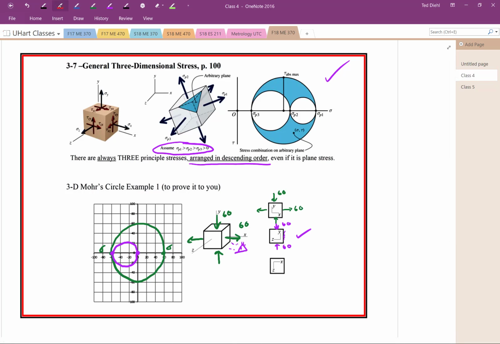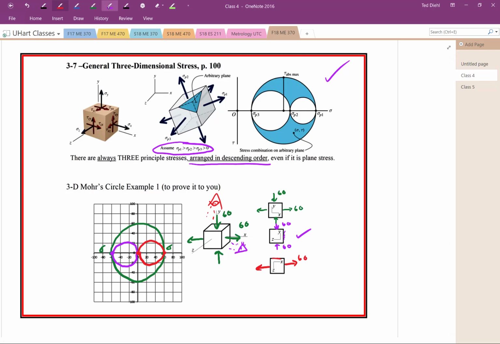And then lastly, we take a look and do it in the XZ direction. Now we're going to be looking down from above right here, right? So we're looking down this way, down at this thing, and all we would see is tension of 60 in the X direction. So once again, we plot the Z face point, once again 0, and we plot the X face, and it's right here. So we have another Mohr circle right here.